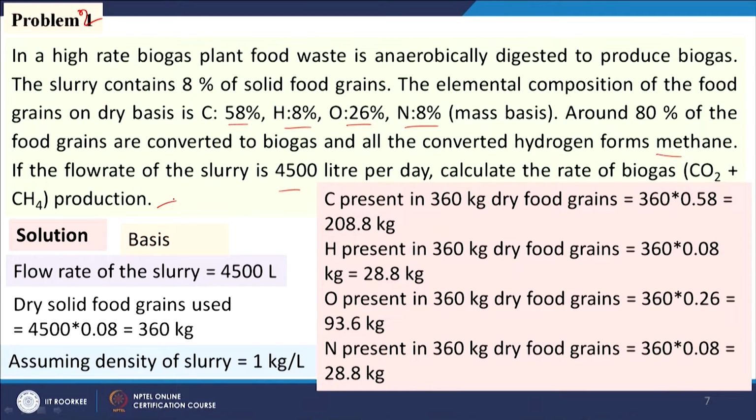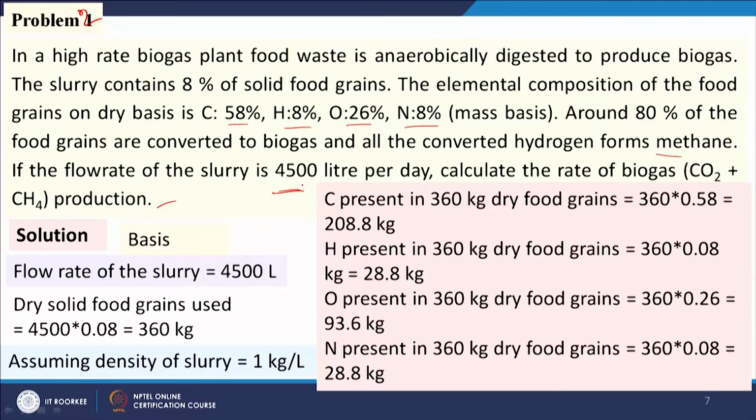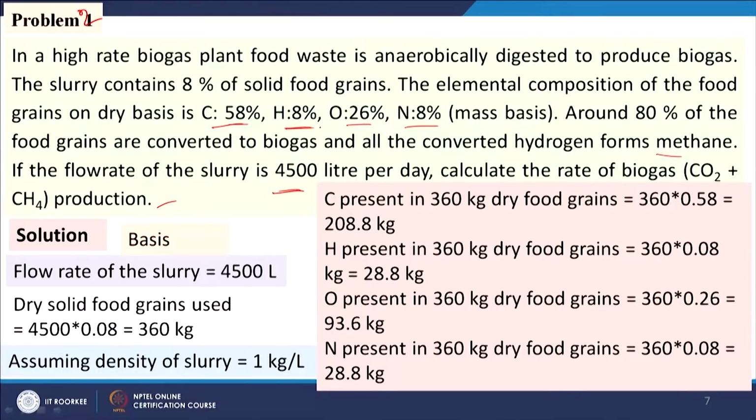We have to calculate the biogas production, that is CO2 and CH4, and the slurry we are using is given as 4500 liter per day, and how much organic solid is available, that is also given, 8% food grains, and the composition is also given: carbon, hydrogen, oxygen, nitrogen. So, by simple mass balance we can solve the problem. So, what is our basis? The flow rate of the slurry is 4500 liter per day, it is given.